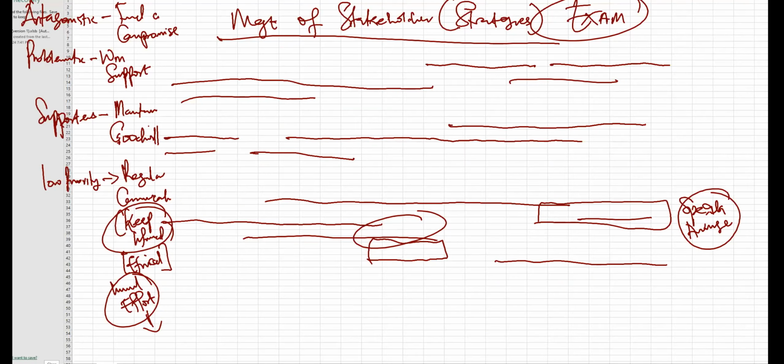The manual is still showing. Can you see my whiteboard now? Yes.